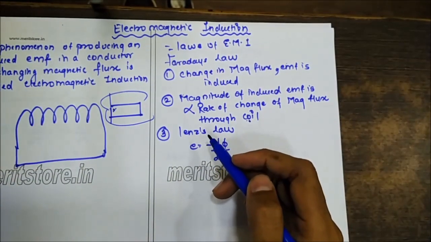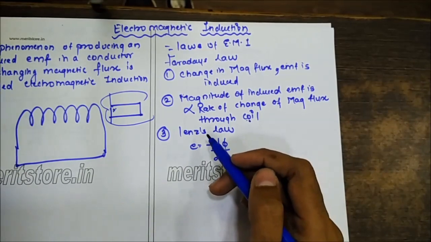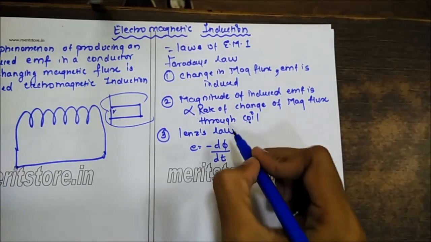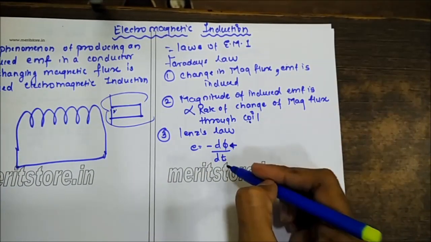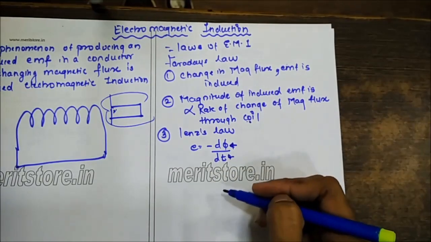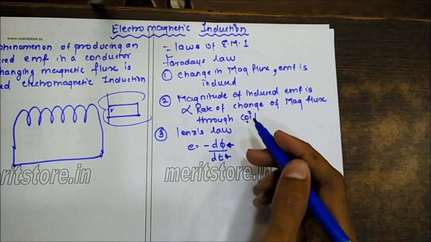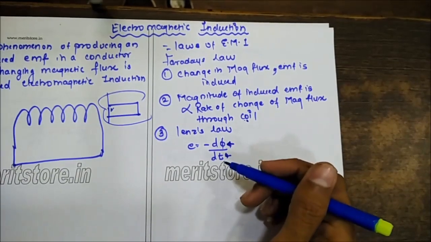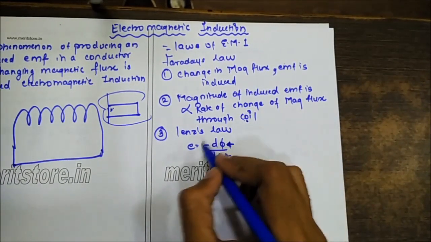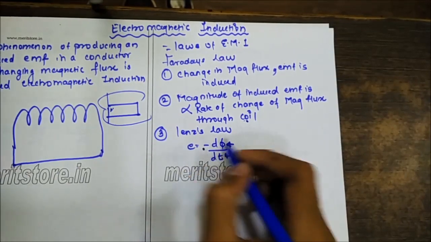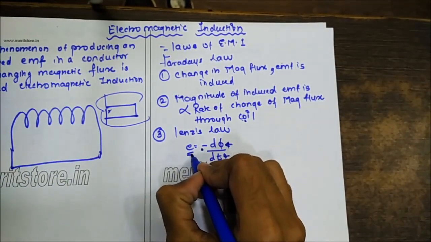Next, the third law is Lenz's law. It states that E equals minus d phi by dt, where phi is the magnetic flux which changes with respect to time, and the direction of the induced EMF or current in a conductor is opposite to that of the change in the magnetic flux. That's why we have a minus sign, and this is the induced EMF which is given by E.